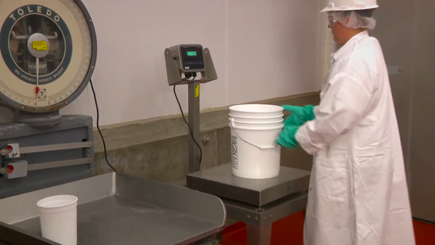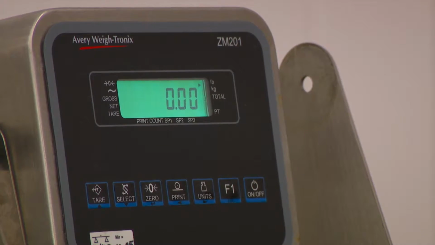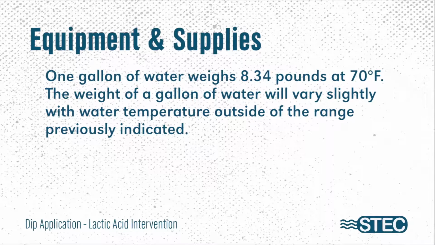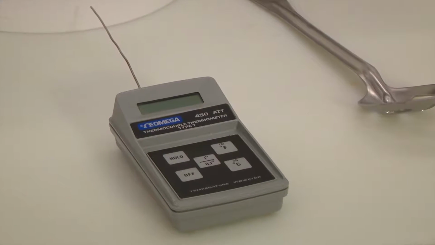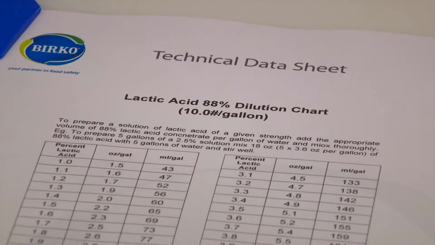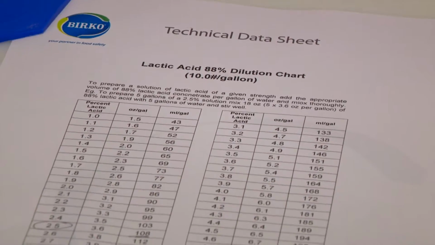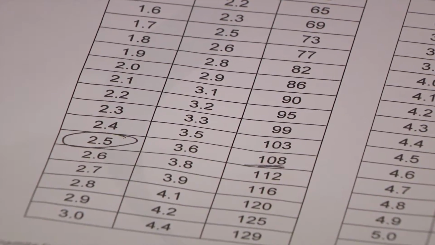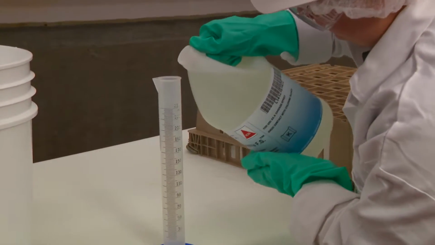To ensure the correct amount of water is used, we will be weighing it, so you need a scale capable of weighing the necessary amount. 1 gallon of water weighs 8.34 pounds at 70 degrees Fahrenheit. The weight of a gallon of water will vary slightly with water temperature outside of the range previously indicated. A calibrated thermometer will be used to measure the temperature of the water. The dilution chart for this product shows the amount of 88% lactic acid needed to reach the desired concentration in both ounces and milliliters. For the purpose of this video, we will use a graduated cylinder to measure milliliters.